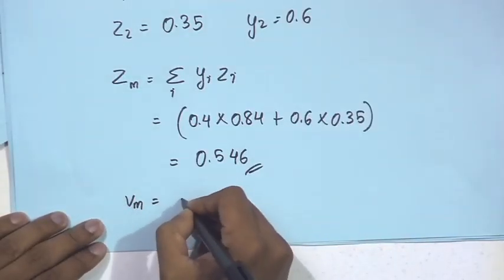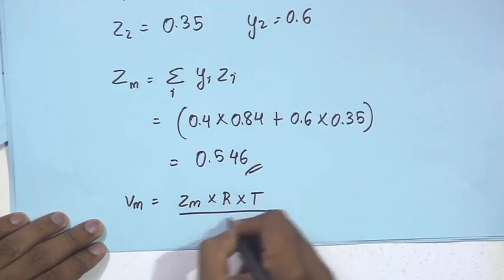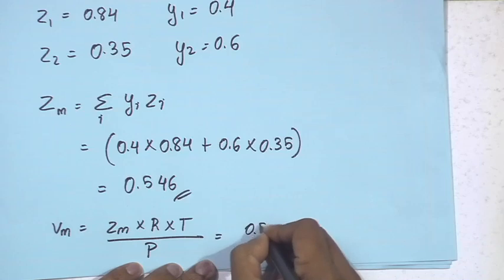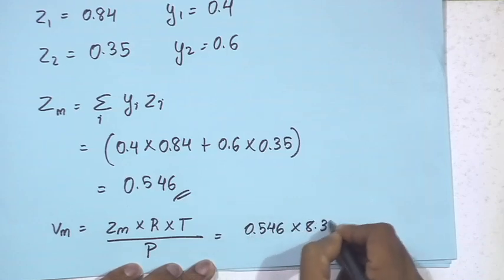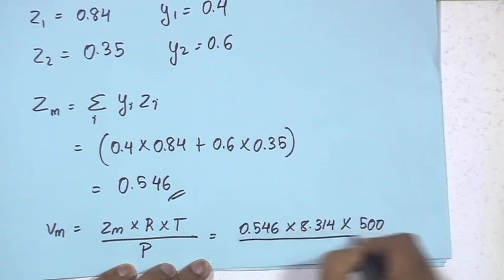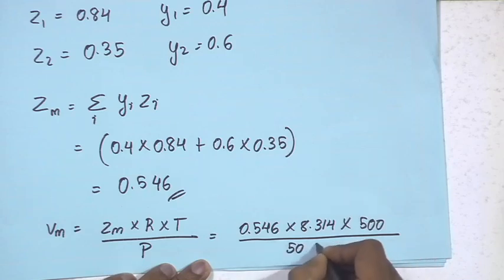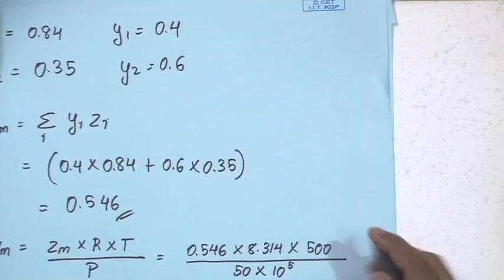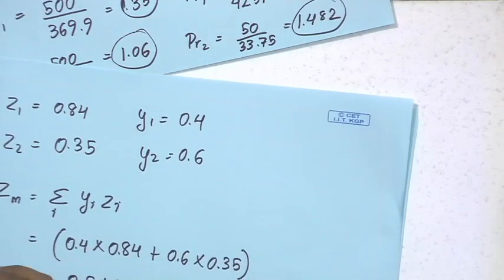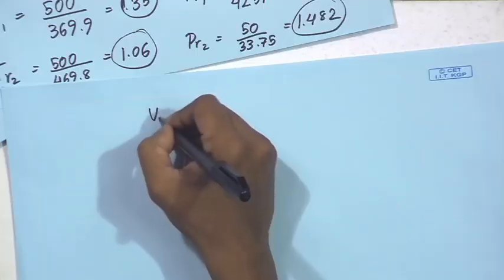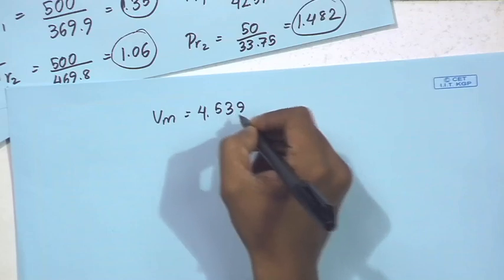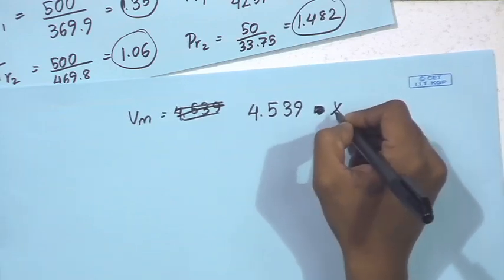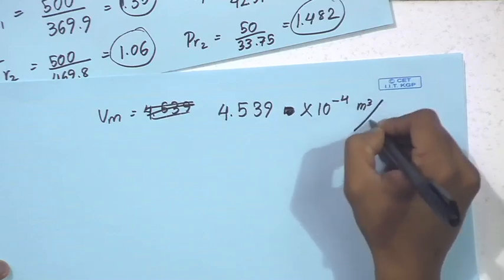We know Vm is equal to Zm into R into T by P. So we know all the values, P, T, R, everything. We just substitute the values. The value of P is 50 bar. We need to calculate in SI units, so we write it in pascals, 50 into 10 raised to 5 Pascal. So we get the value of Vm. The value of Vm that is measured is 4.539 into 10 raised to minus 4 meter cube per mole.